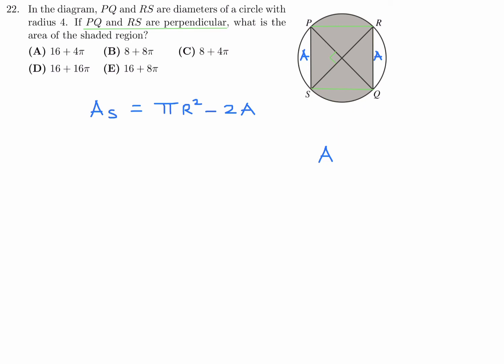So A will be the circle, pi r squared divided by 4, because this segment of the circle is basically a quarter circle, because that's 90 degrees, minus the area of that triangle, which will be, of course, 1/2 base times height. But the good news is that the base is just the radius of the circle, which is 4, and the height is also 4. So 1/2 times 4 times 4.